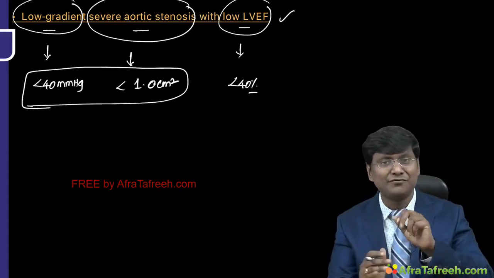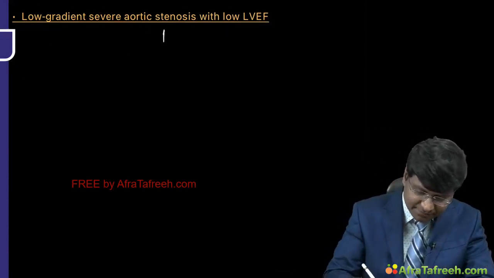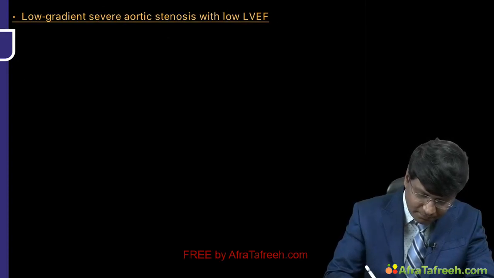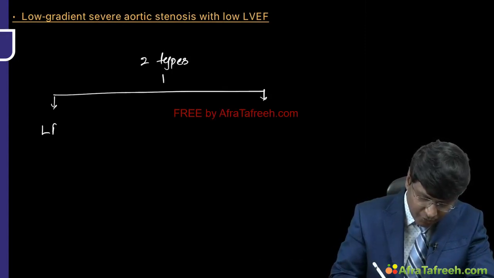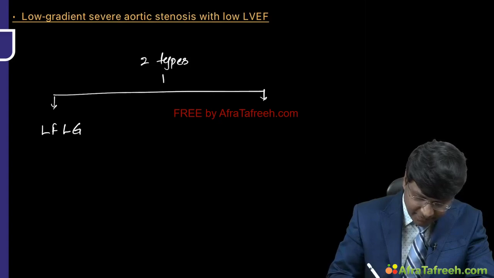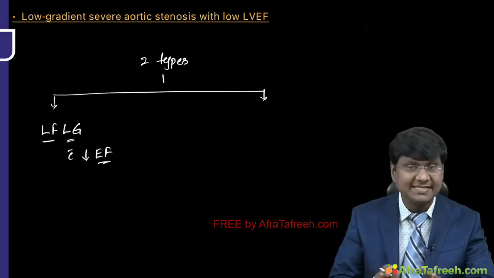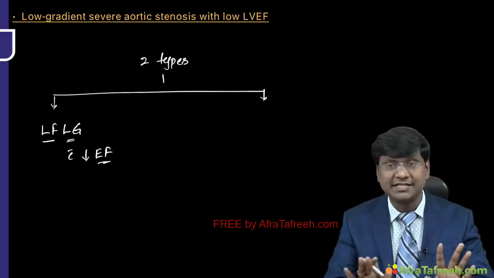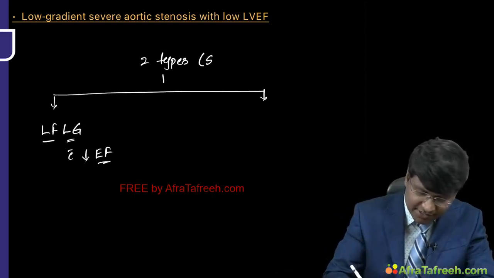And that we call low gradient severe aortic stenosis with low left ventricular ejection fraction. Now, this is again of two types. One we have is low flow, low gradient with reduced ejection fraction. LF stands for low flow, LG stands for low gradient, with reduced ejection fraction. That is what we have discussed, right? In which cases are we talking about this? In patients with severe aortic stenosis.